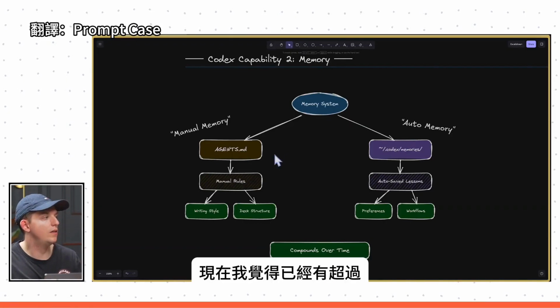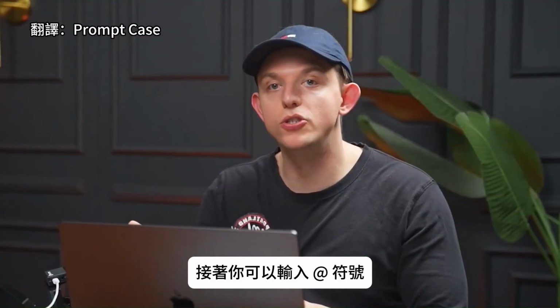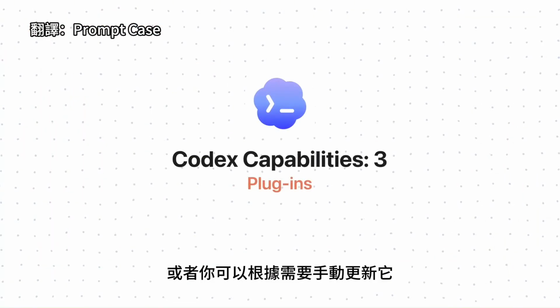The agents.md file, on the other hand, is your manual memory. This is meant for you to keep it updated. You can tell the agent to update it, or you can manually update it if you want.